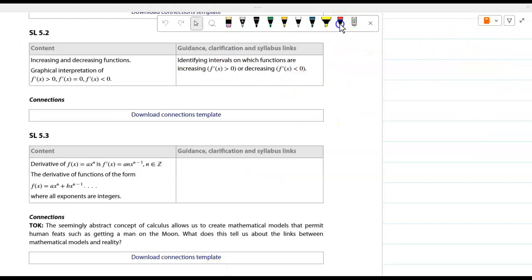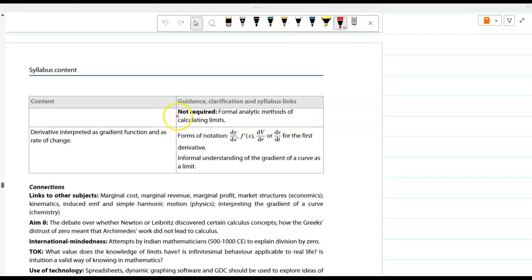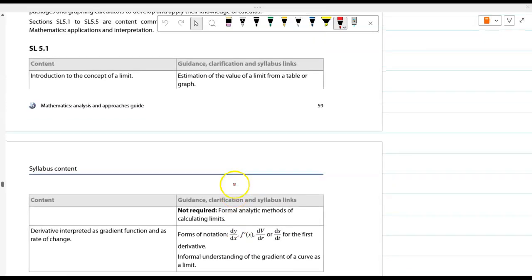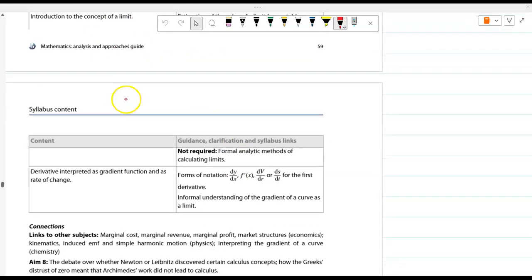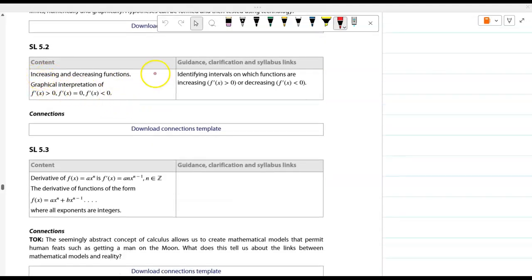Now I'm carrying on the discussions from your guide. For SL 5.1 you don't have to do anything. You simply have to remember the different notations. Limits you don't have to worry about at all. SL 5.2 is important: decreasing and increasing functions.